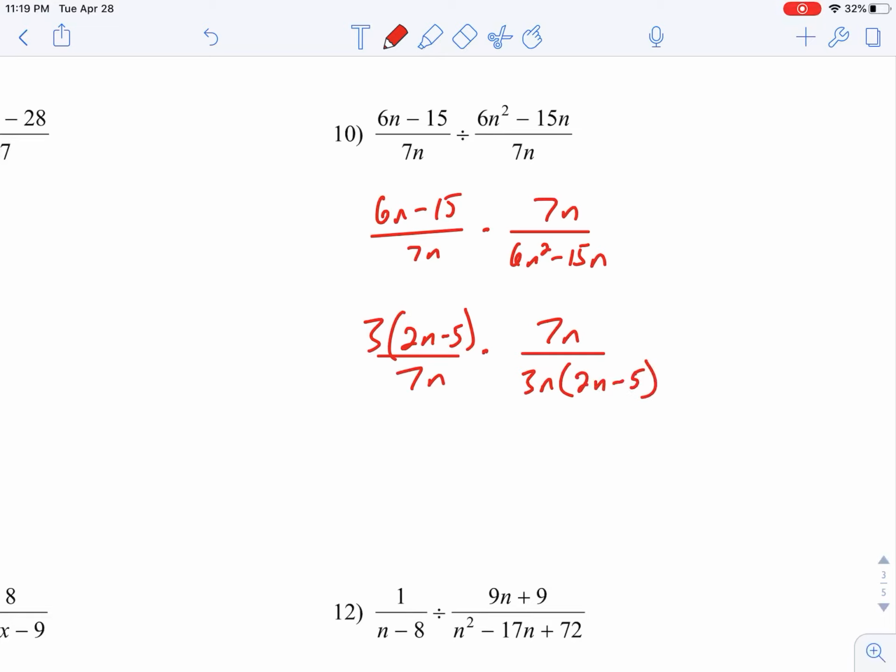And it looks like a lot of stuff is going to cancel. So 7n and 7n, the 2n minus 5 and 2n minus 5. The 3 cancels with the 3, and what we're left with is just an n on the bottom. You can't leave the top blank, so remember when you cancel, it leaves behind little ones. So 1 times 1 times 1 is 1.